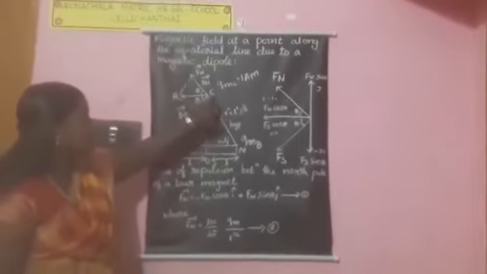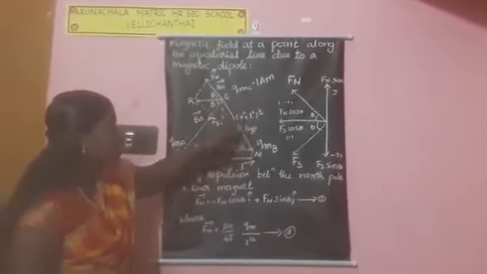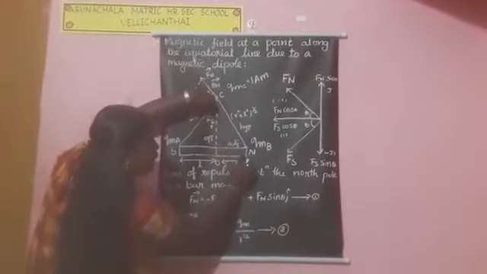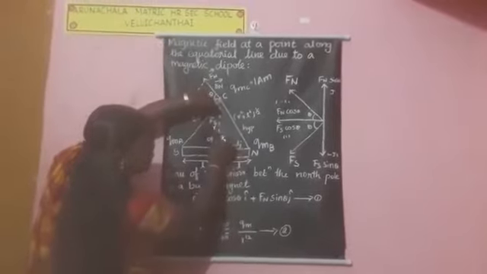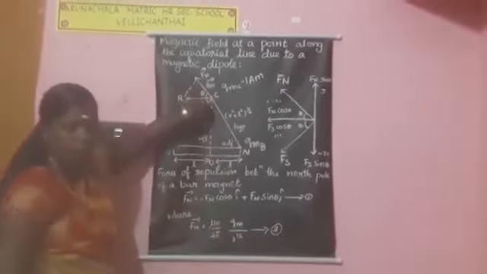Here this is point C. Opposite side is R square. Here the total length is L. So R plus L gives R square plus L square, the whole power 1 by 2.